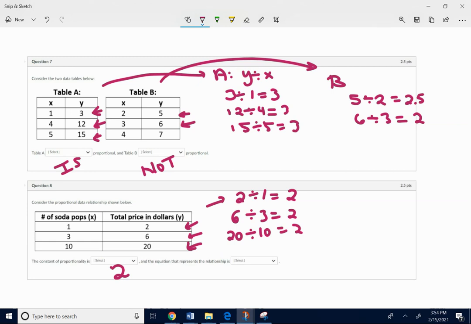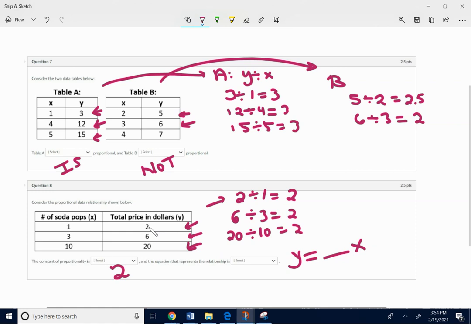The equation. Think about this. The y value on the right is always equal to some number times the x value. They're always going to be in this form for proportional data tables.